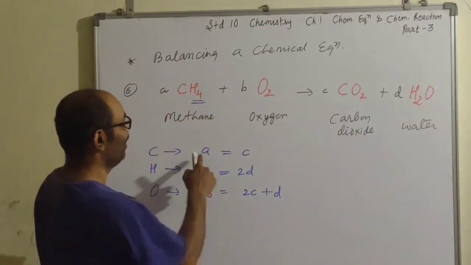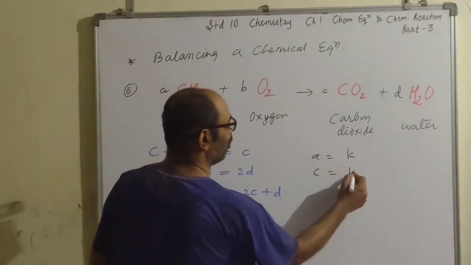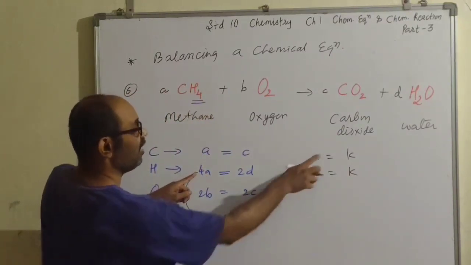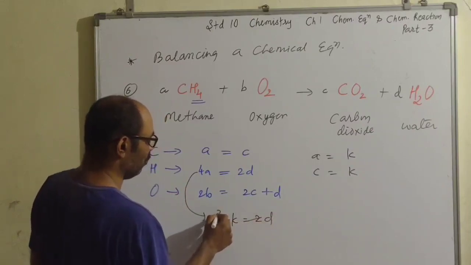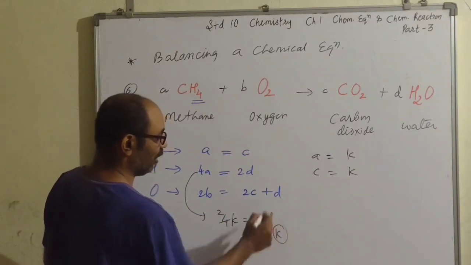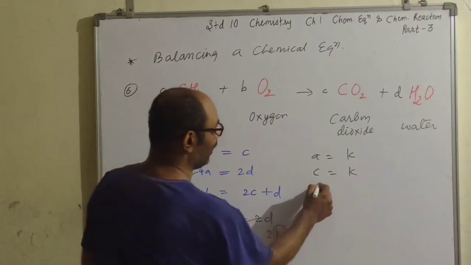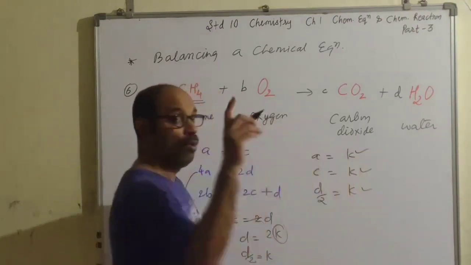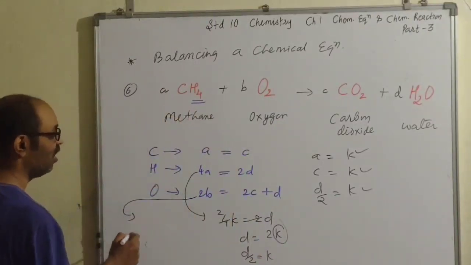बहुत आसान. A equal to C. So you can say A equal to K and C is also equal to K. Put the value of A here. A is K, so 4K is equal to 2D. 2 1s are 2, 2 2s are 4. So D is equal to 2K. But I want K, so I'll take 2 to the other side. D by 2 is equal to K. And right here, D by 2 is equal to K. So you got K.